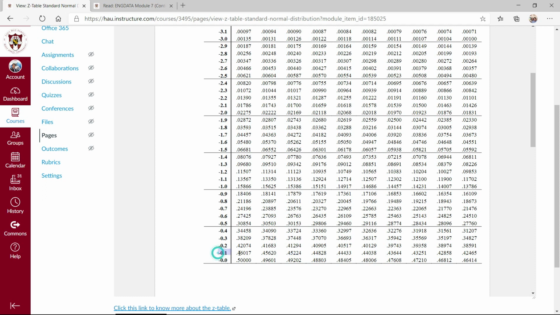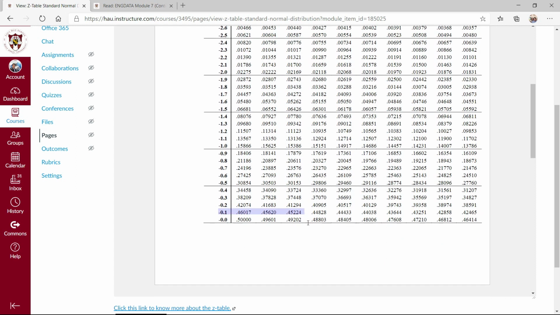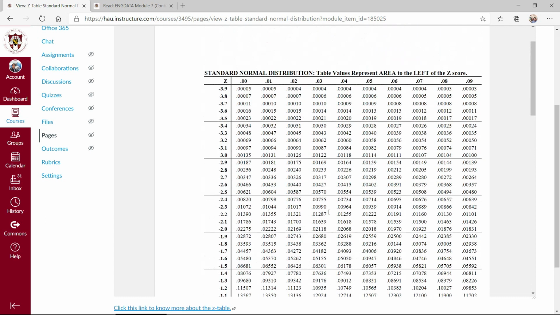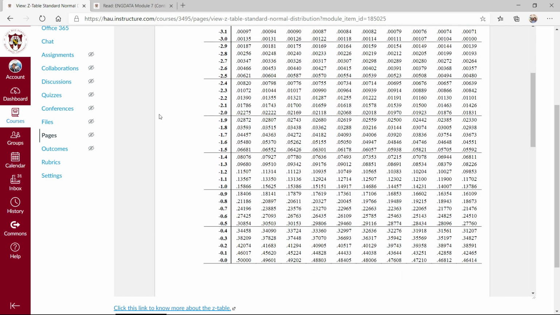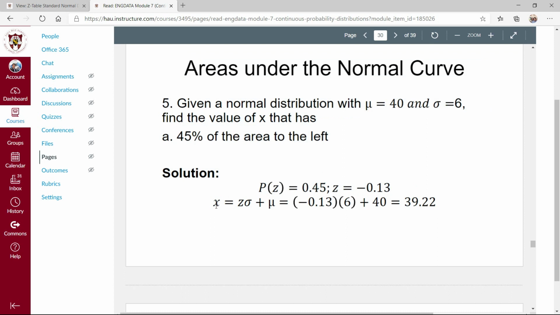Rounded to the 2 decimal places, it's above 0.45, so it should be taken as this one. Okay, so z is negative 0.13.